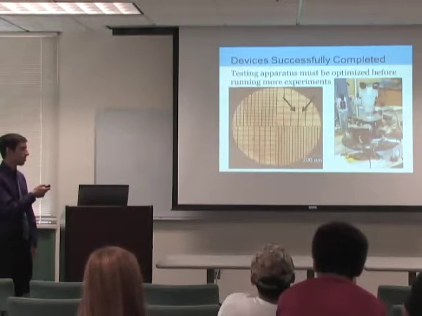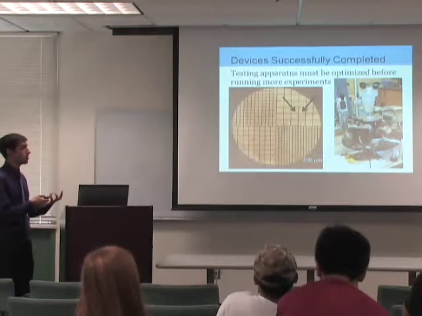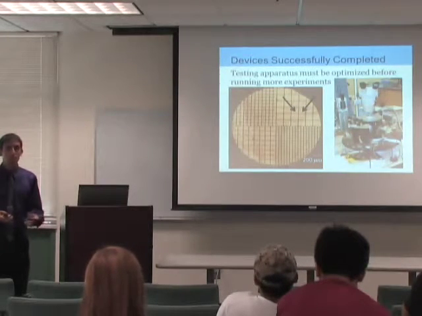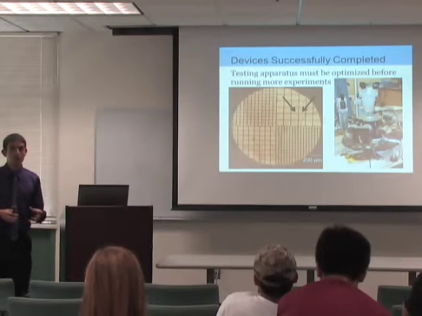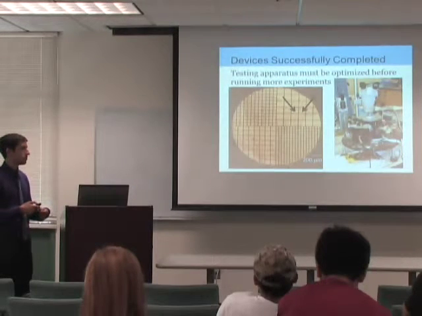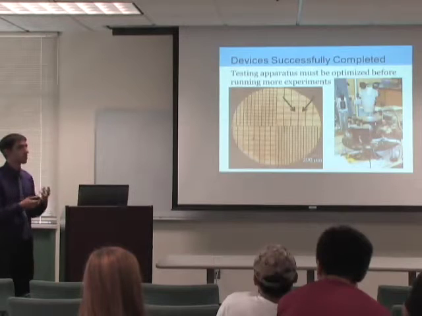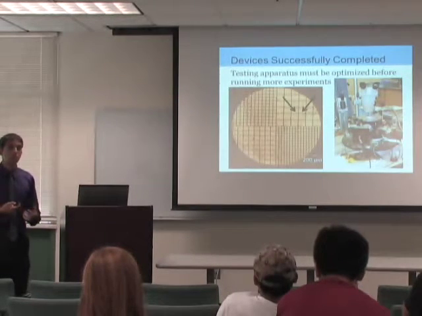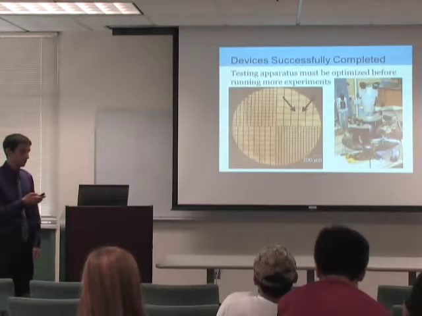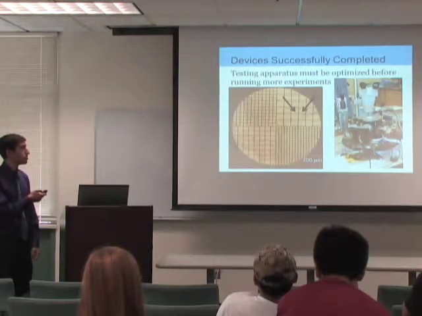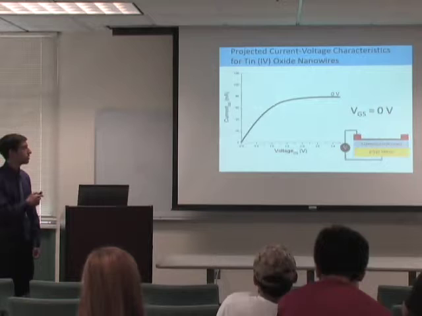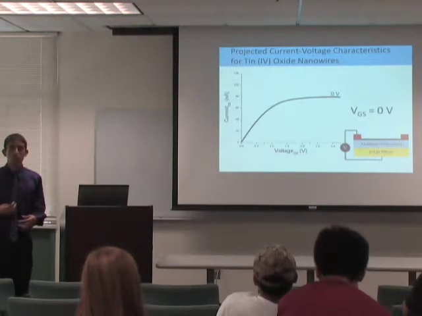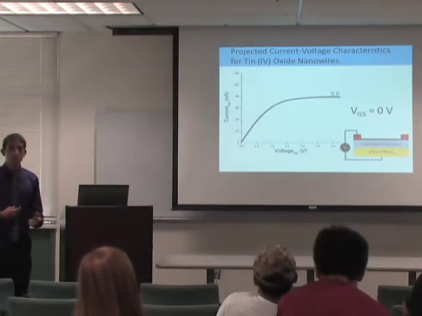Although currently we are facing some challenges with this testing apparatus, mostly because we're working with such small currents around the nanoamp range, we hope to overcome these challenges and continue with our electrical measurements on these devices. As of now, we do have a projection of what that should look like. Here we have a projection of the current-voltage characteristics of these tin oxide nanowires. This is without any gold nanoparticles, so without any influence of the surface plasmon resonance that we hope to see down the road.